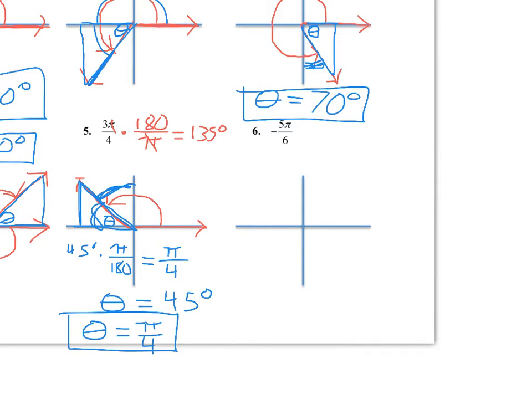Okay, again, it's difficult to think in radians, so I'm going to convert it to degrees. Alright, I'm just going to remember that pi equals 180. So imagine this is 180. 180 divided by 6 is 30. 30 times -5 is -150. Alright, let's sketch -150. Initial side. -90. 60 more.